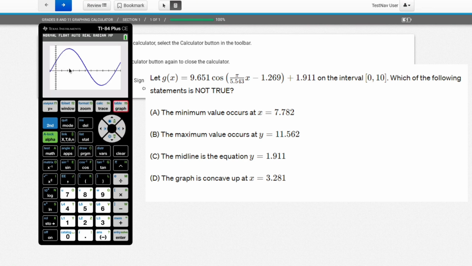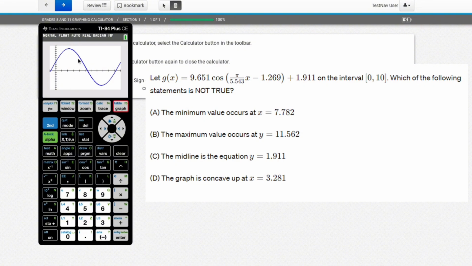3.281. Here's 1, here's 2, here's 3. So here's 3.8. And at that moment right there, that's concave down. It doesn't start going concave up until we hit the midline. Now, if you're paranoid and wonder, how do I know that that's not like 1.2 or something like that?